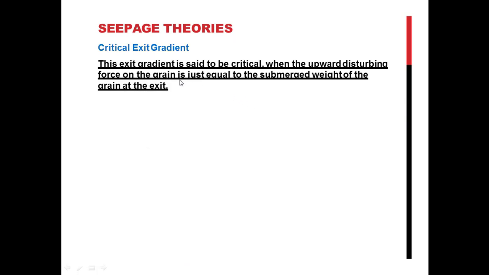Next is the critical exit gradient. The exit gradient is said to be critical when the upward disturbing force on the grain is just equal to the submerged weight of the grain at the exit. So at that point the exit gradient is said to be critical.